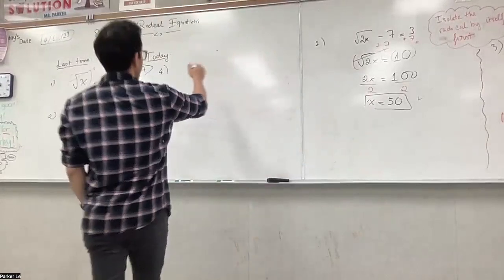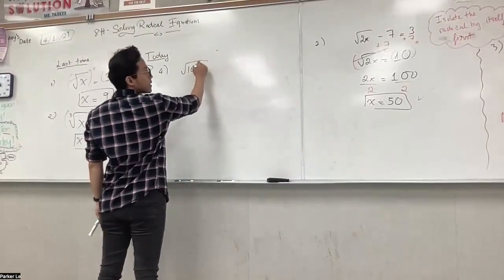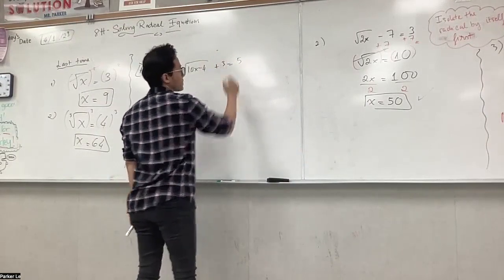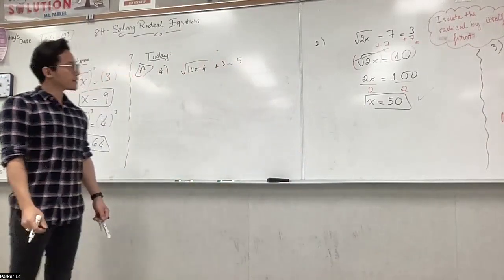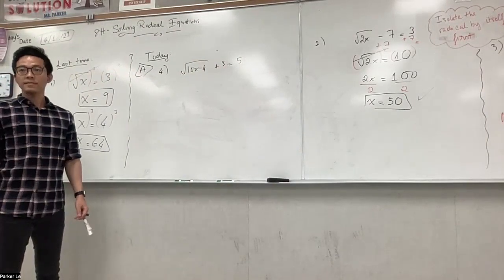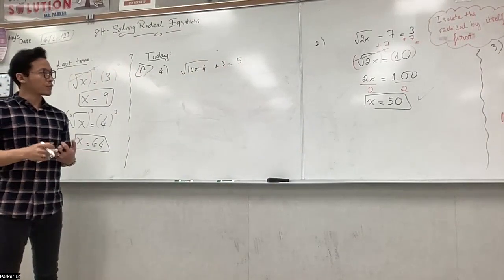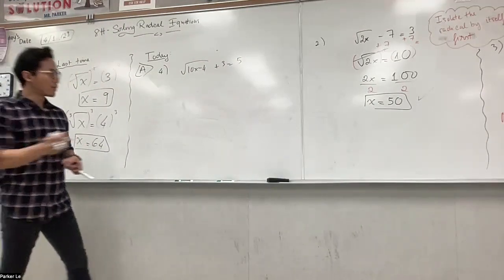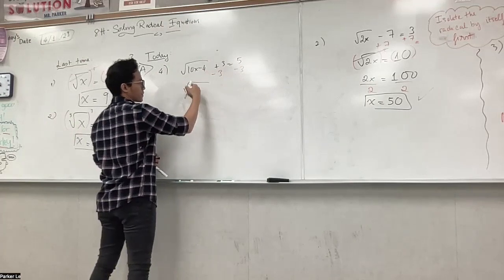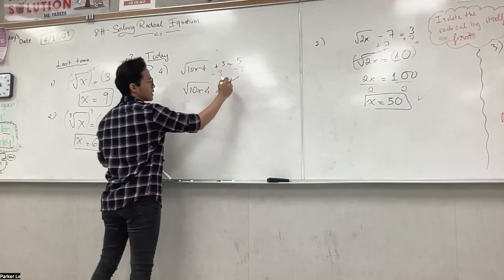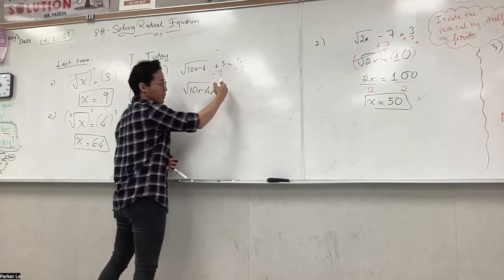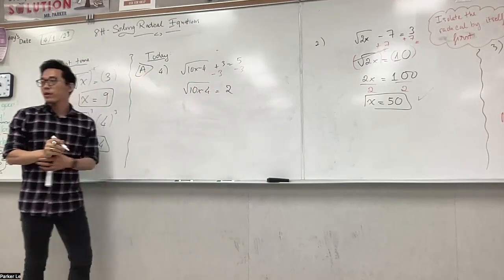I have it on the board. So the square root of 10x minus 4, plus 3, equals 5. All right, what do I need to do first? Isolate. So what do I need to do to isolate? Move the 3, or minus 3. Yes, minus 3. So 5 minus 3 is 2.